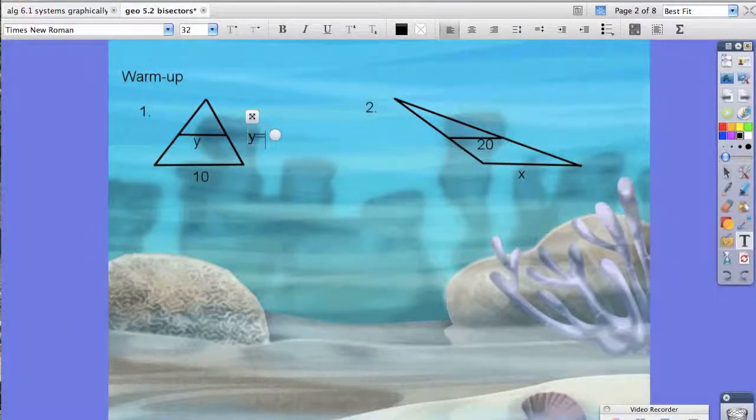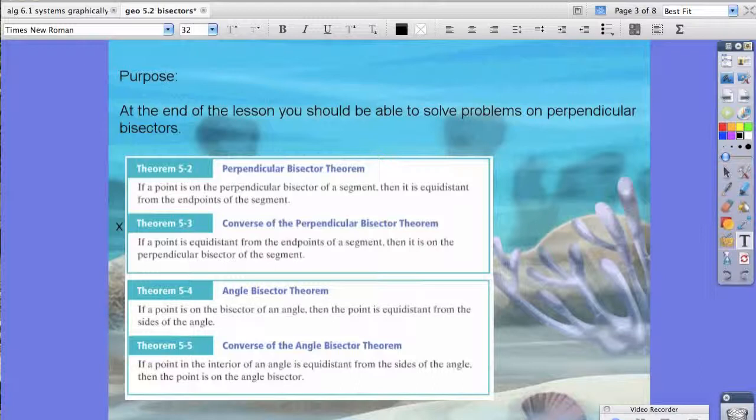Y turns out to be 5, and x turns out to be 40. So remembering the midsegment rule, for number 1, y is the midsegment, therefore it's half of the base. And for number 2, x is the base, therefore it's double the midsegment. Now, at the end of this lesson, you should be able to solve problems on perpendicular bisectors.